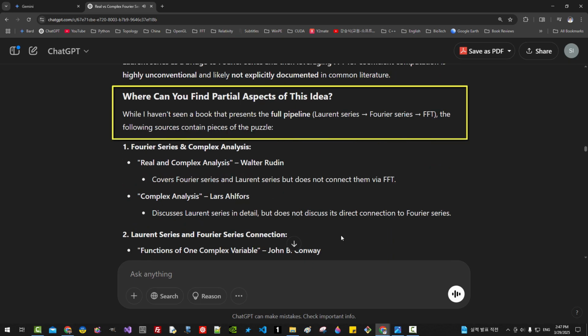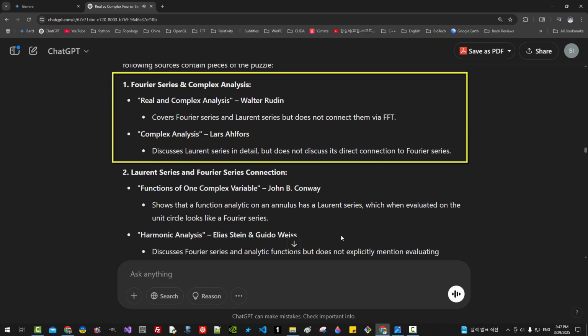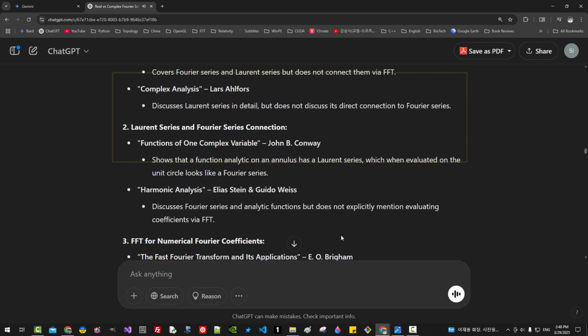Where can you find partial aspects of this idea? While I haven't seen a book that presents the full pipeline, Laurent series, Fourier series, FFT, the following sources contain pieces of the puzzle. 1. Fourier series and complex analysis. Real and Complex Analysis, Walter Rudin, covers Fourier series and Laurent series, but does not connect them via FFT. Complex Analysis discusses Laurent series in detail, but does not discuss its direct connection to Fourier series.